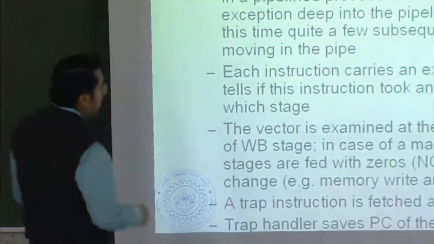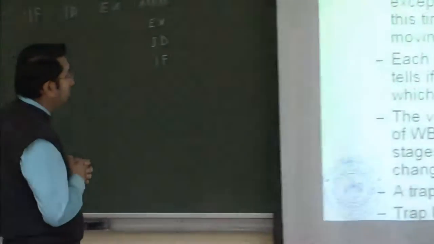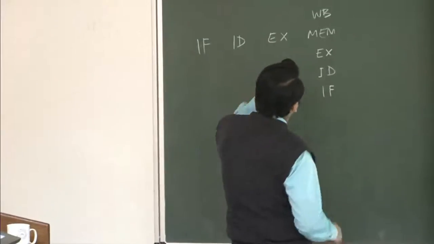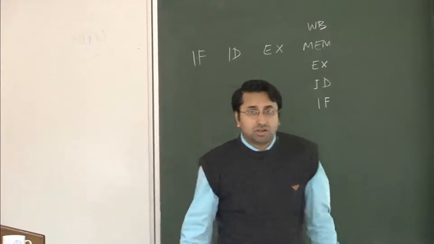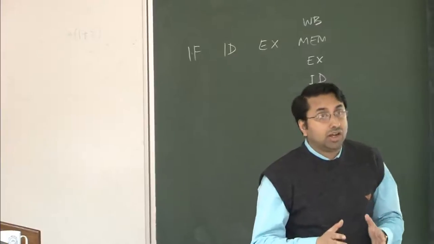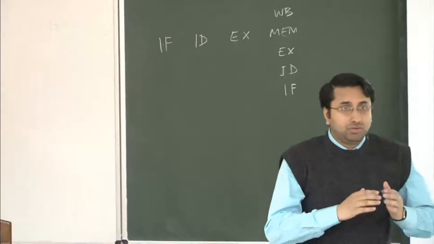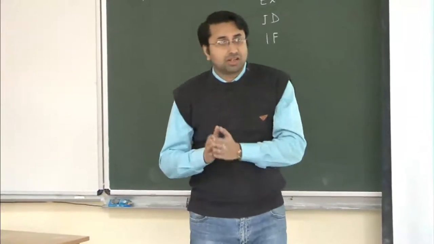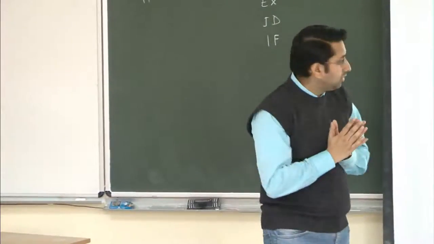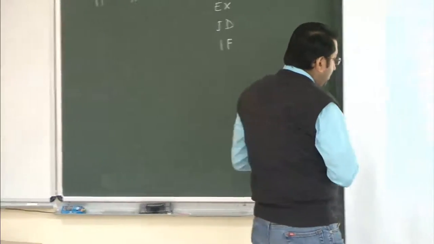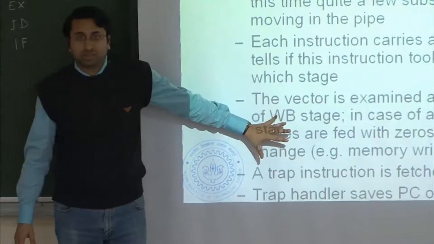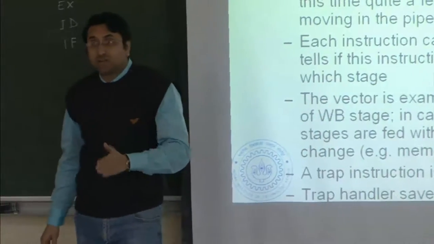The vector is examined at the end of mem or the beginning of the write back stage, because notice that the write back stage cannot raise an exception. So when you are in the write back stage, you know that you are done, right? You have no further computation left. The only thing that you need to do is store your result back to the corresponding register. So the write back stage is usually exception free, and that's why this is the stage where you usually check this vector. That tells me if this instruction should write to the register or not.